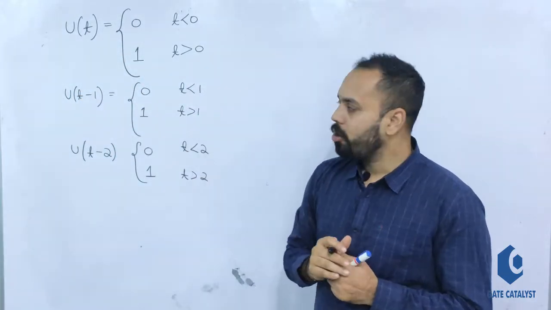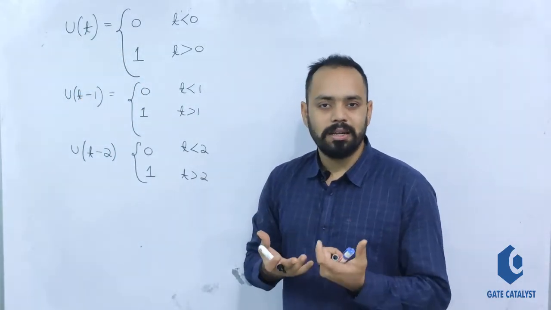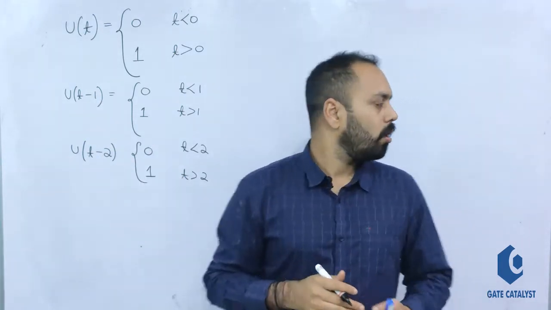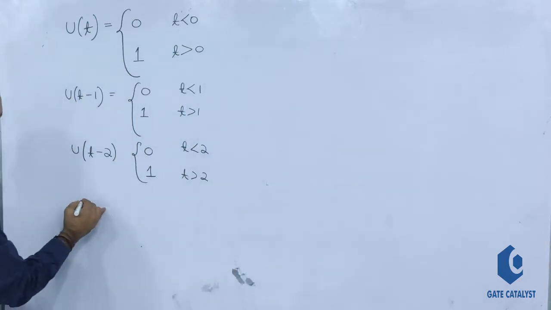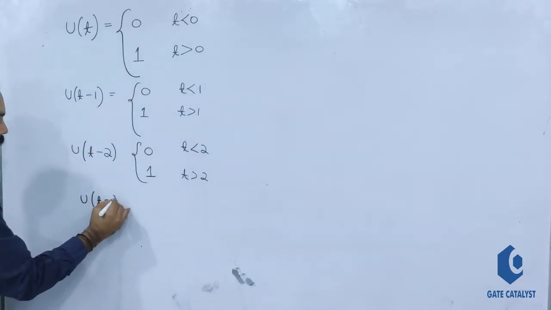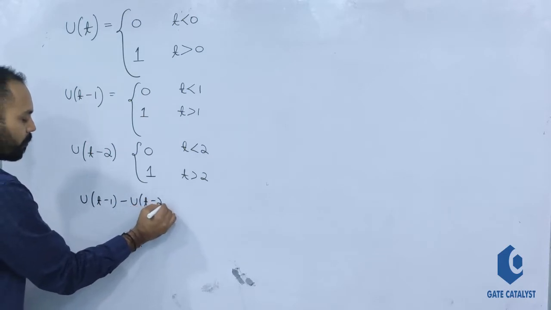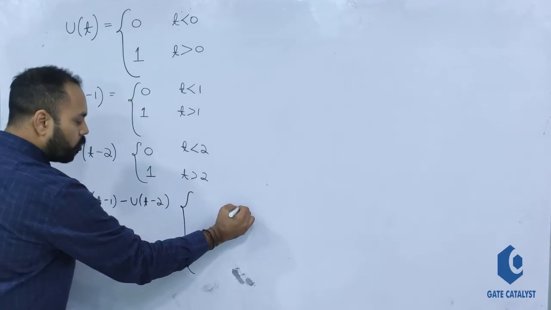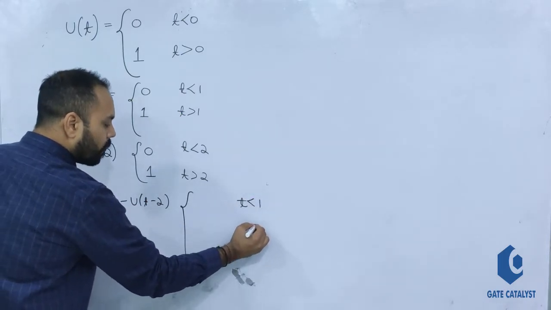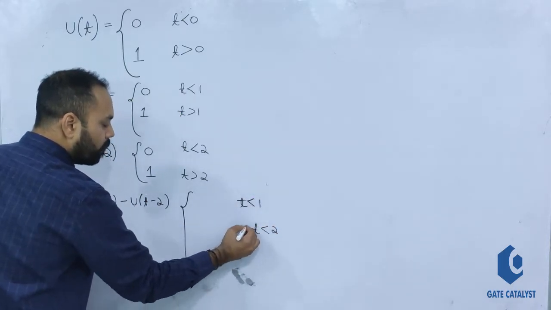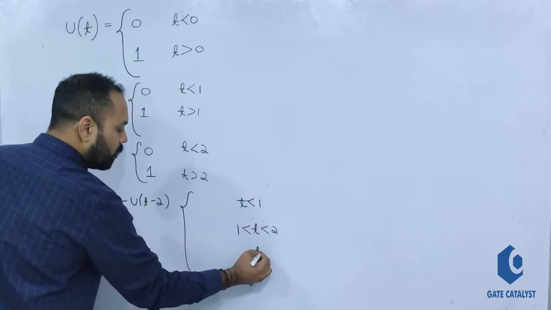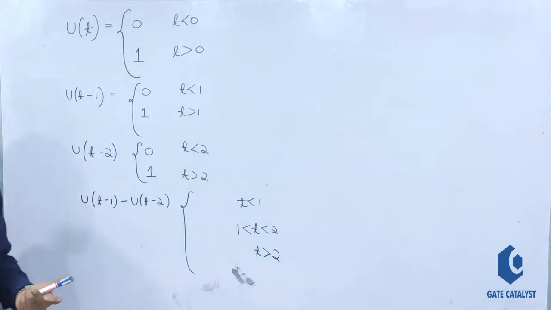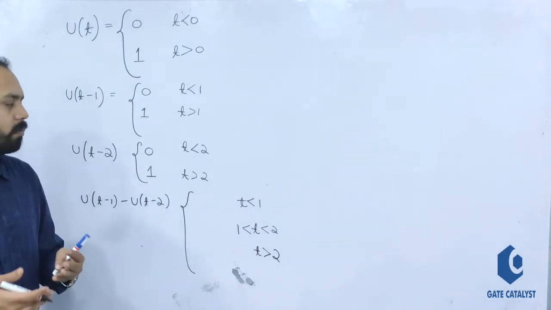Now let us write the mathematical description of u(t-1) minus u(t-2). So first of all, let me write the time intervals here. I'll be having the following time intervals: t less than 1, t greater than 1 but less than 2, and t greater than 2. I'm not using the equality signs here. At equality signs, there will be discontinuity.